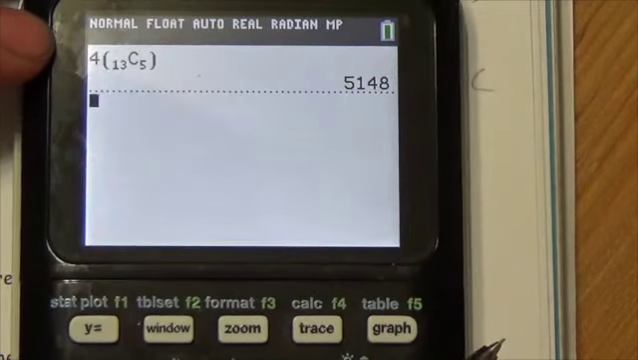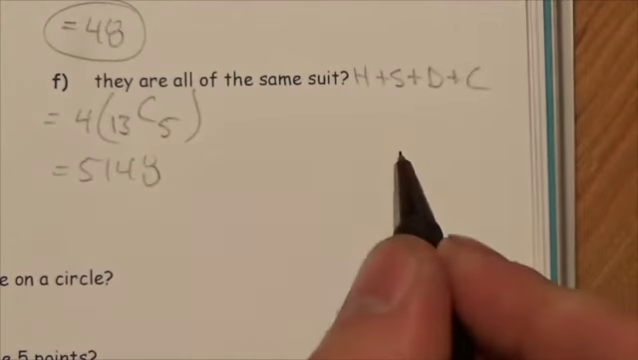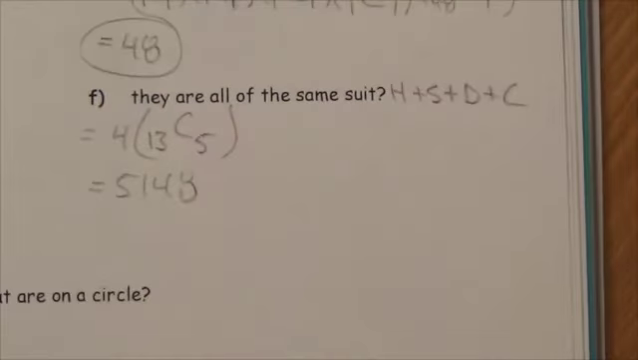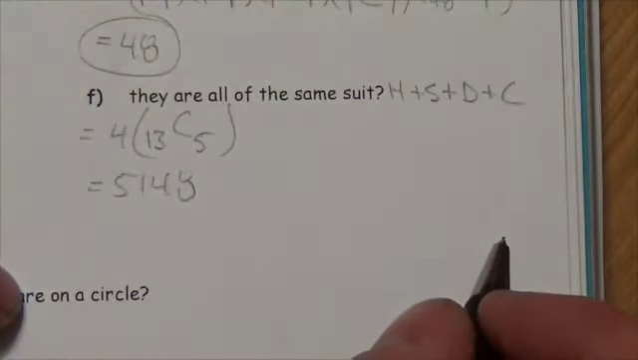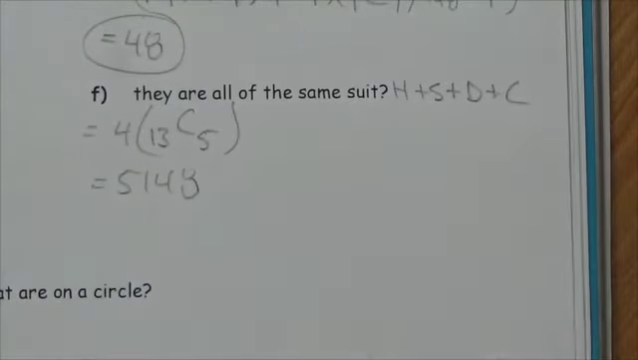Okay, so 5,148. There are 5,148 ways I can be dealt a group of cards that all have the same symbols on them, if you will, out of that group of 52 cards where there's 13 of each of those different symbols.